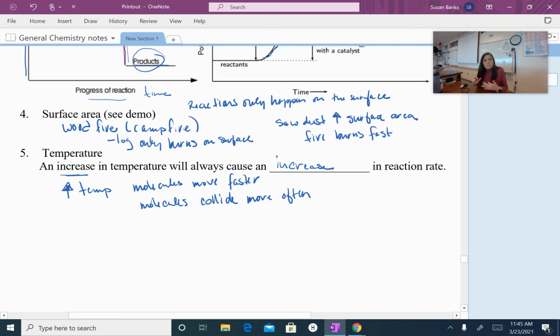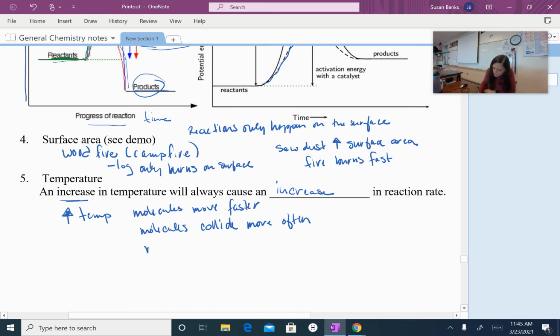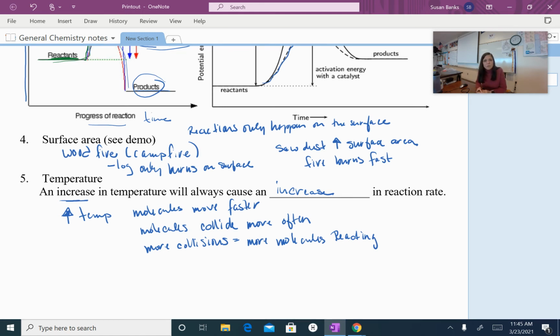So because I have more collisions, more of those collisions are actually able to produce a reaction. So more collisions equal more molecules reacting. The more I can speed things up, the more collisions I'm going to have because they're moving around more and more energetic, and the more molecules I will have reacting.